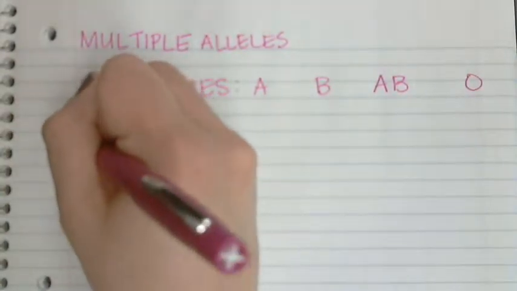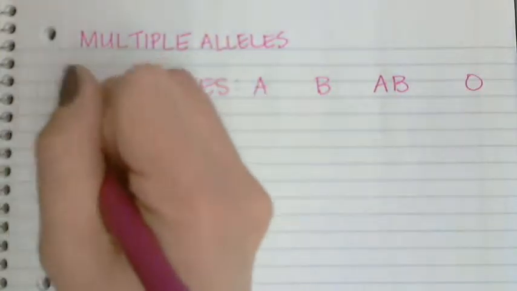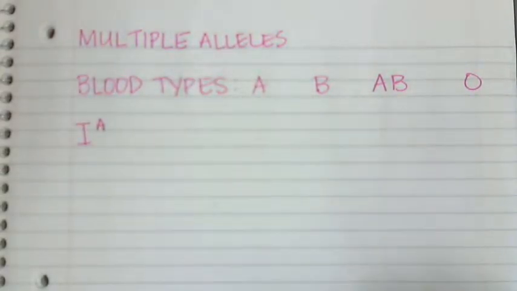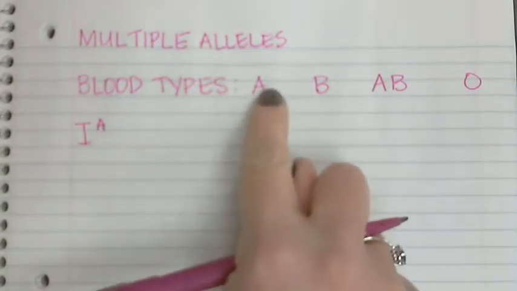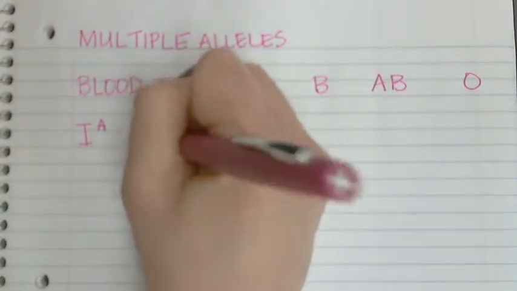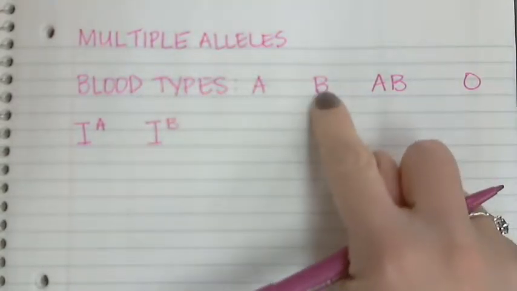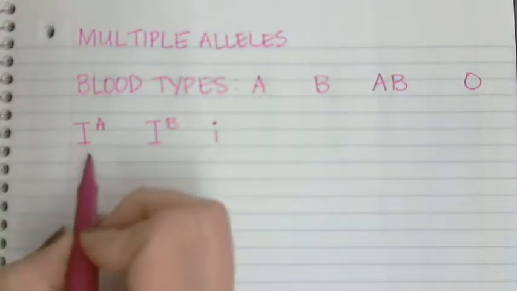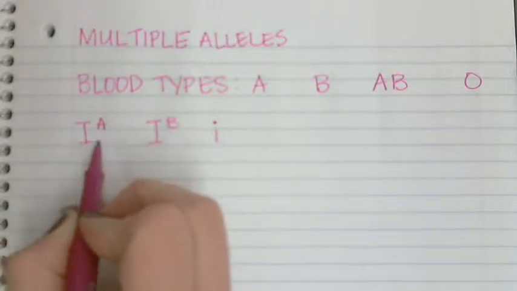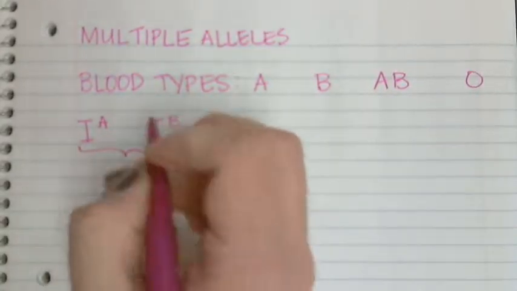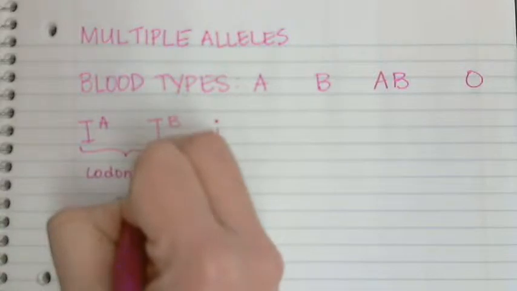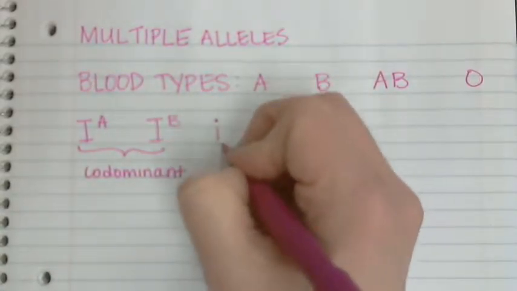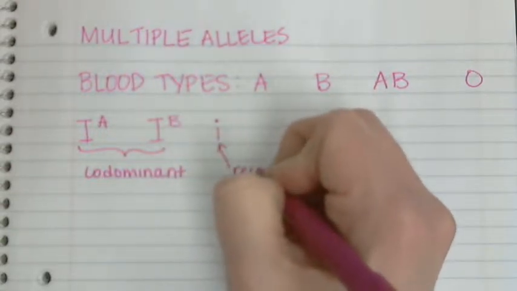They're coded for by 3 different alleles. You can have this allele, which would code for type A. You could have this allele, which codes for type B, or you could have the recessive allele. Allele A and allele B are codominant, but both are dominant to this, which is recessive.